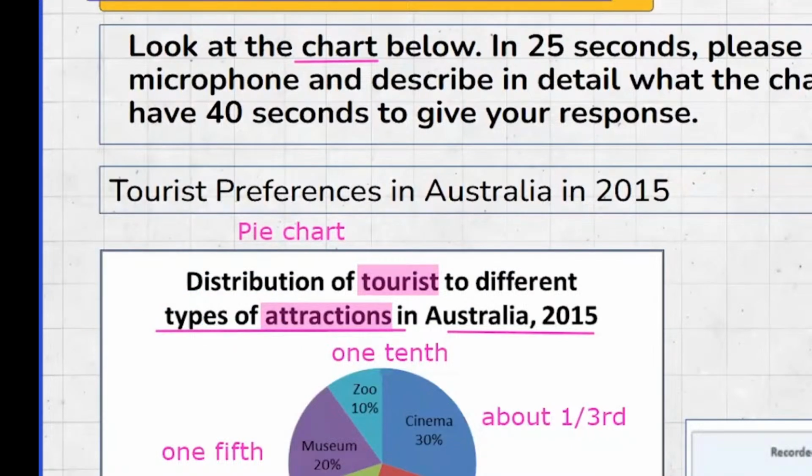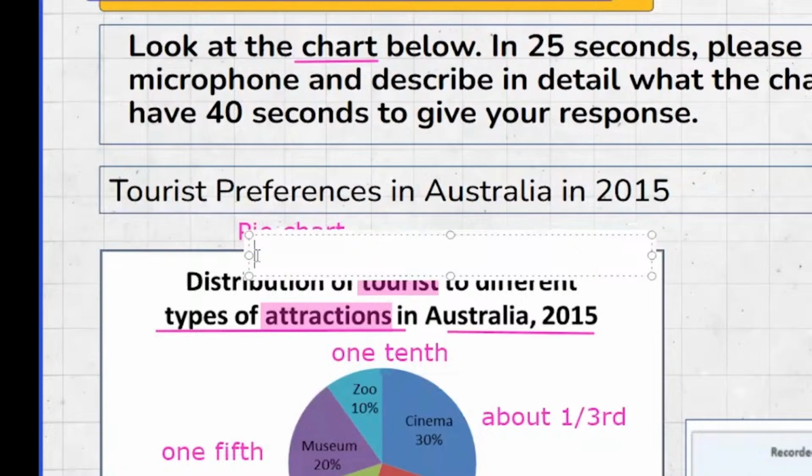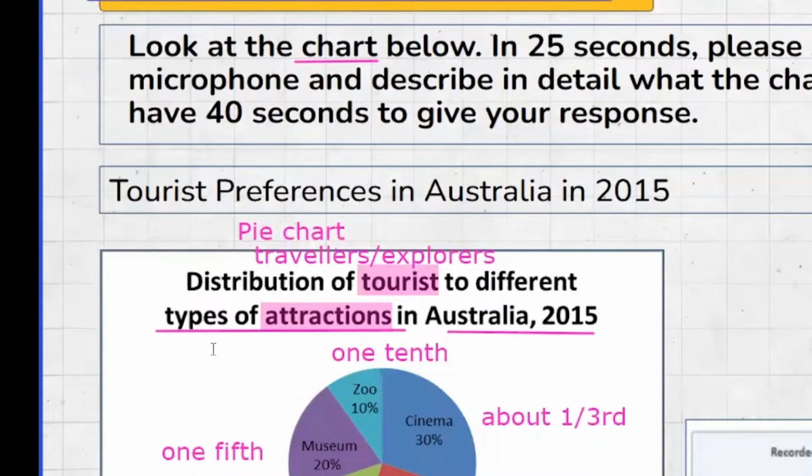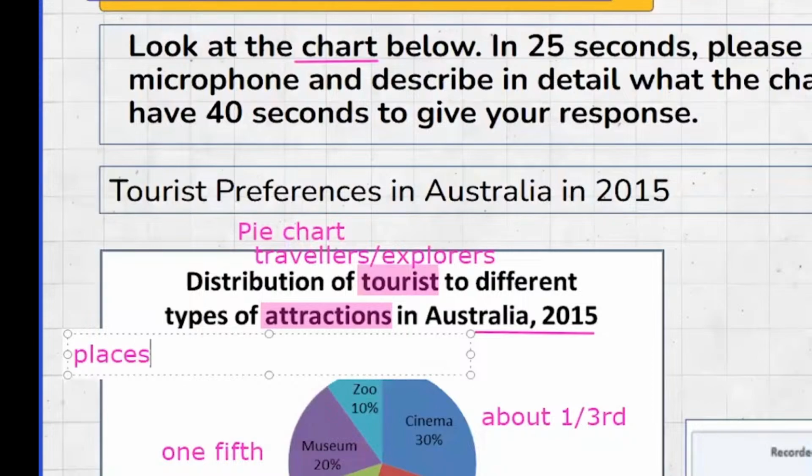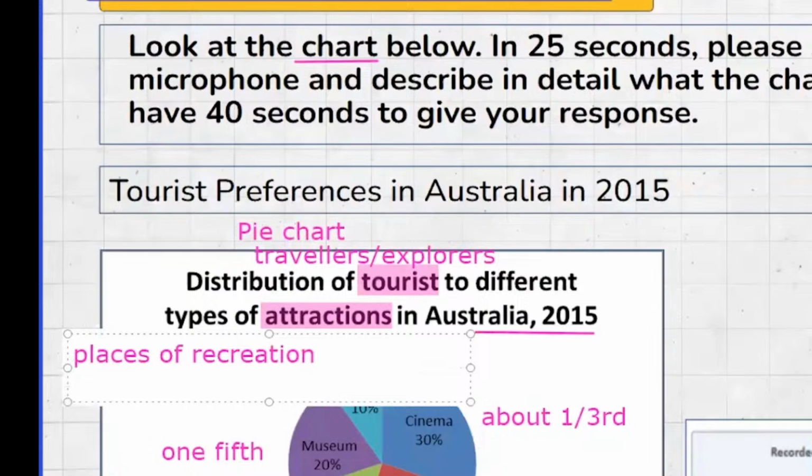Now that we have made observations with regard to the pie chart, we also need to think about the synonyms for the keywords in the question, that's tourist and attractions, right? So well, when it comes to tourist, we can replace it with the word travelers, or we can also call them explorers. As far as attractions is concerned, we can mention that as places of recreation, right? Or we can also mention this as places of leisure activity, right?